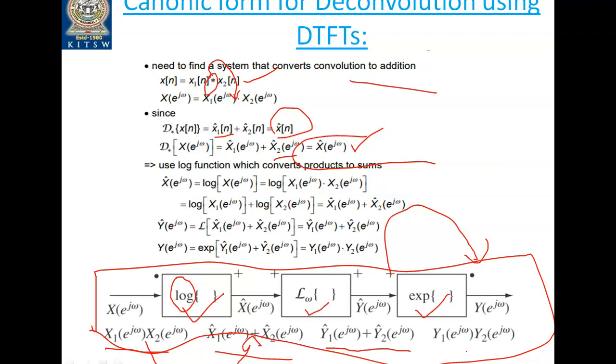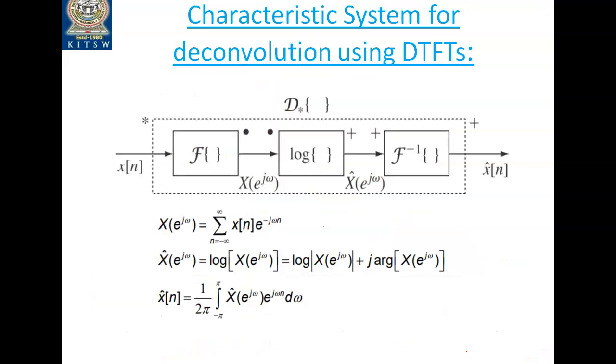Now, to see the characteristic system for deconvolution using Fourier transforms, this is how we do it. We take x of n, which has a convolution property, and when you apply the Fourier transform it becomes a product, because convolution in one domain is equivalent to product in another domain. So you get x of e power j omega. This becomes the input to the logarithmic function, which converts the product into an additive property. So we get x cap of e power j omega.